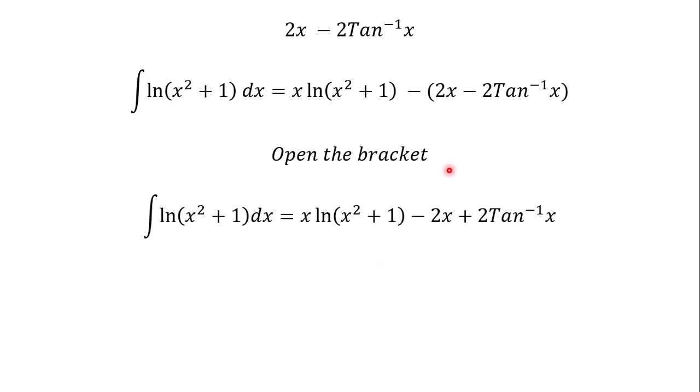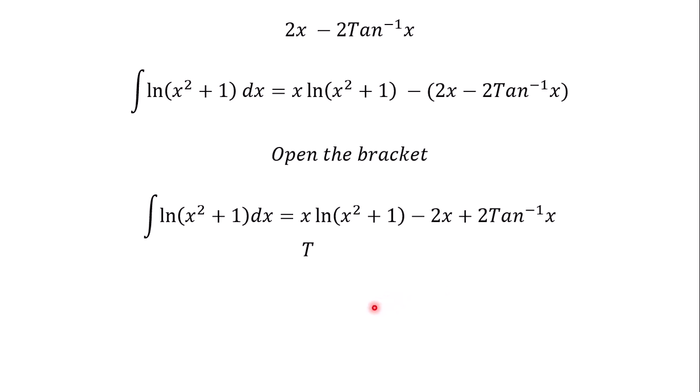Okay, when you open the bracket, this multiplied by this will give us minus 2x, and this one is negative. This times this will give us plus 2 tangent inverse of x. So the answer to this integral is x multiplied by natural log of x squared plus 1 minus 2x plus 2 tangent inverse of x. But we are not done. We have to add our plus c back.